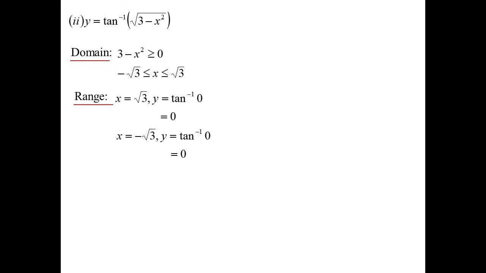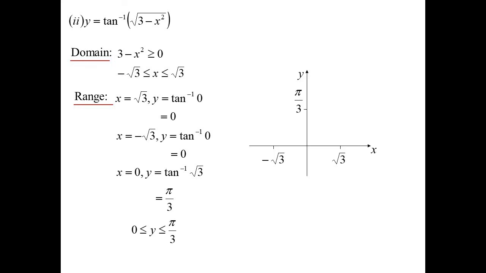So it makes sense to now have a look at what happens at the y-axis. So when x equals 0, y equals the inverse tan of root 3, which we know to be pi on 3. My range, 0 to pi on 3. Let's draw that one up. And what we end up with is, well, it looks like it's not actually a semicircle, but it's got that sort of shape to it.